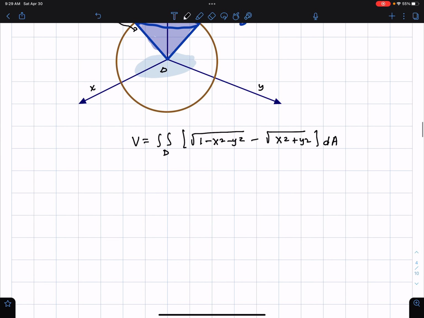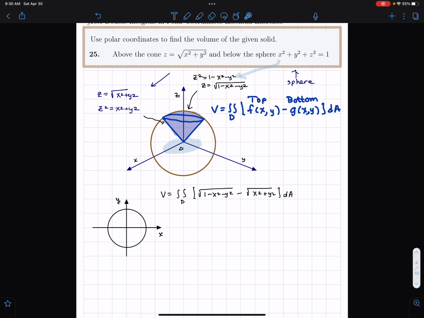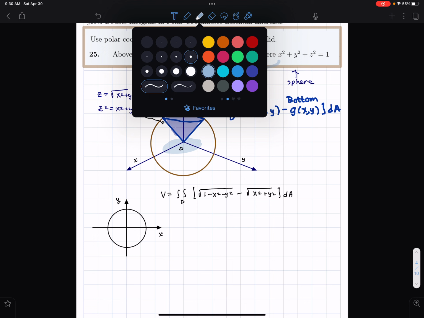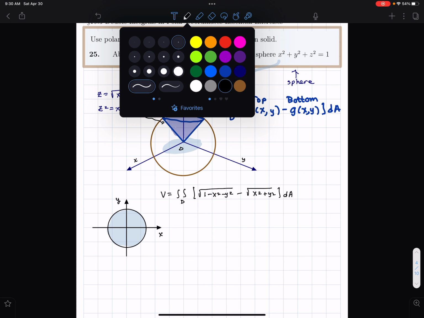Now let's go over and look at D here, this region D in the xy plane, which is a disk. And how do I know it's a disk? Well, I have that by looking at it, but I'm going to determine that also algebraically. The key here, or the question really becomes, is what's the radius of that disk? So the boundary of D is determined by the intersection of the cone and the sphere.